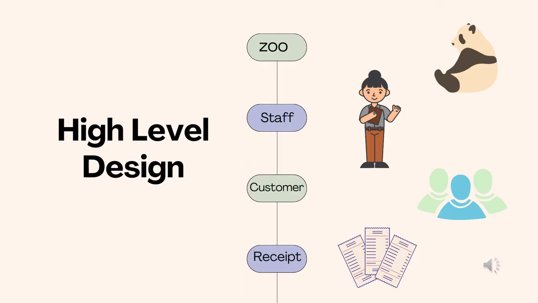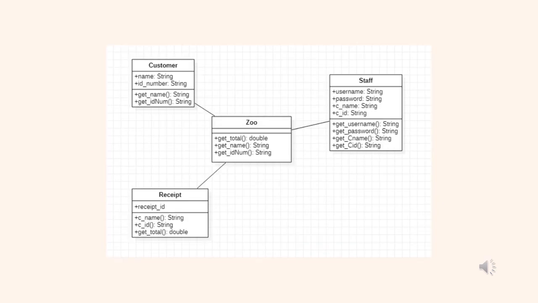Next is the high level design, where we will focus on zoo, staff, customer, and receipt. The zoo is connected with customer, staff, and receipt. The zoo has get total, which is a double, get name as a string, and get ID number as a string. It relates to the customer and staff.